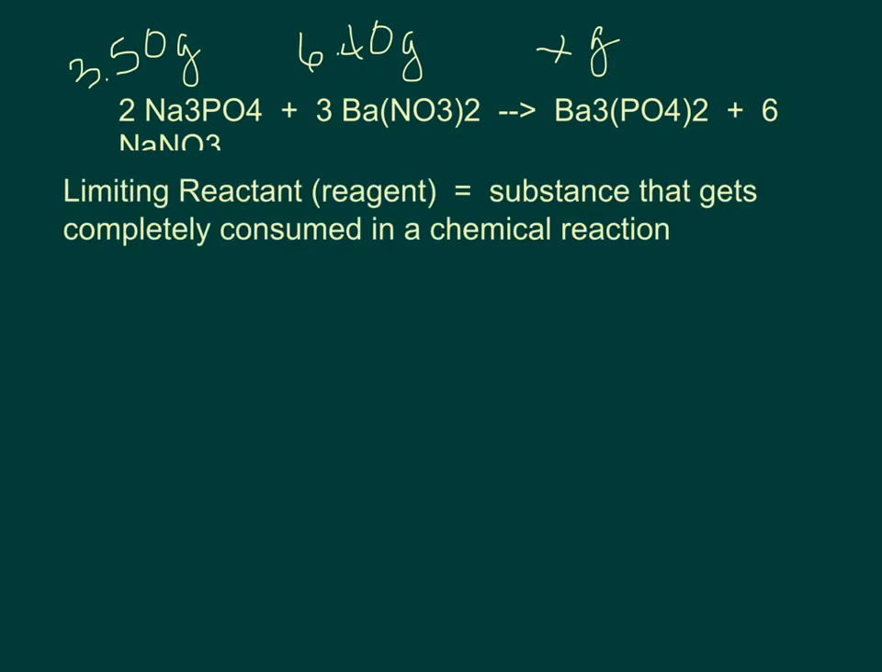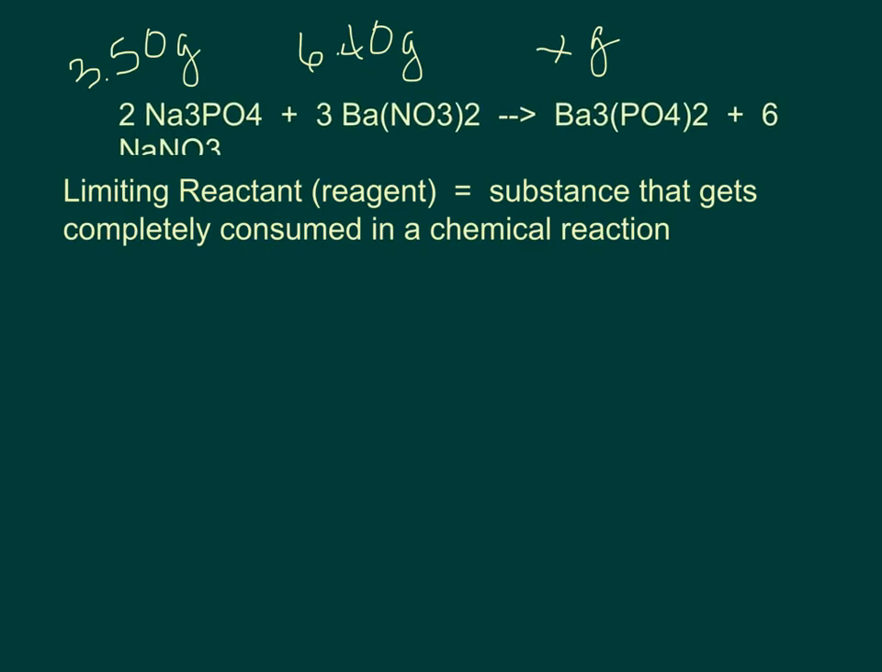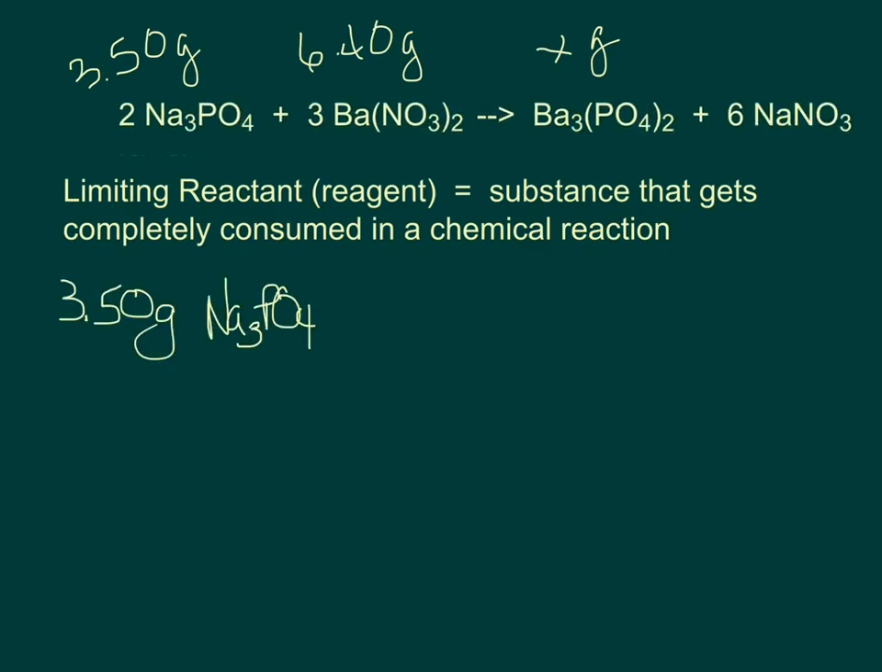Now, there are a few different ways that you can approach a problem like this. The first thing that you can do is to start with one reactant, starting with our 3.50 grams of sodium phosphate and following the steps of stoichiometry. We're going to use the molar mass of the sodium phosphate, which is 163.97 grams, is 1 mole of sodium phosphate.